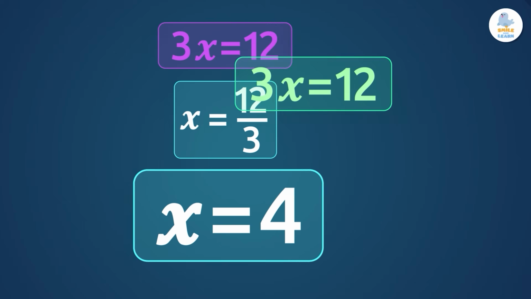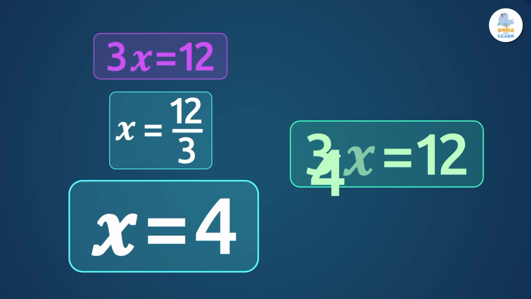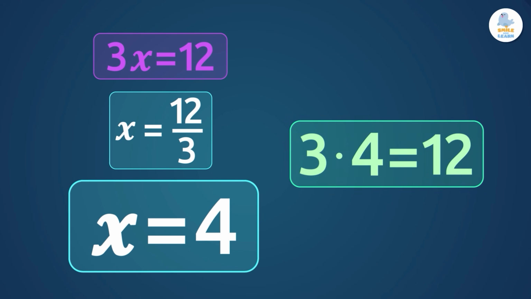Remember to check your answer. Let's plug 4 into the original equation. 4 times 3 equals 12. Perfect! The equation is correct.